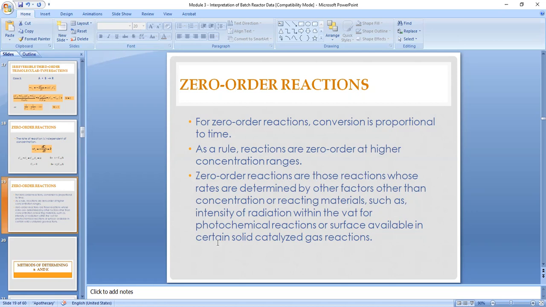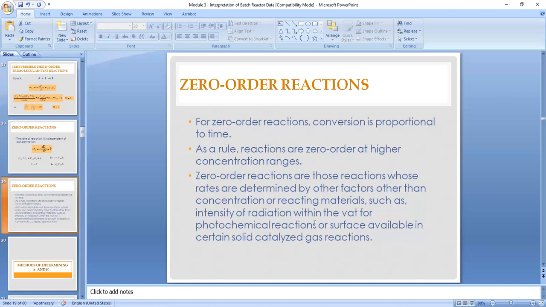Now, zero order reactions are those reactions whose rates are determined by factors other than concentration. So you can see there's no concentration term on the right side. Then what would be the factors that will affect the rate of a zero order reaction? These are the other factors that will play a role in the speed of the reaction, and these factors are the following. Intensity of radiation within the vat.